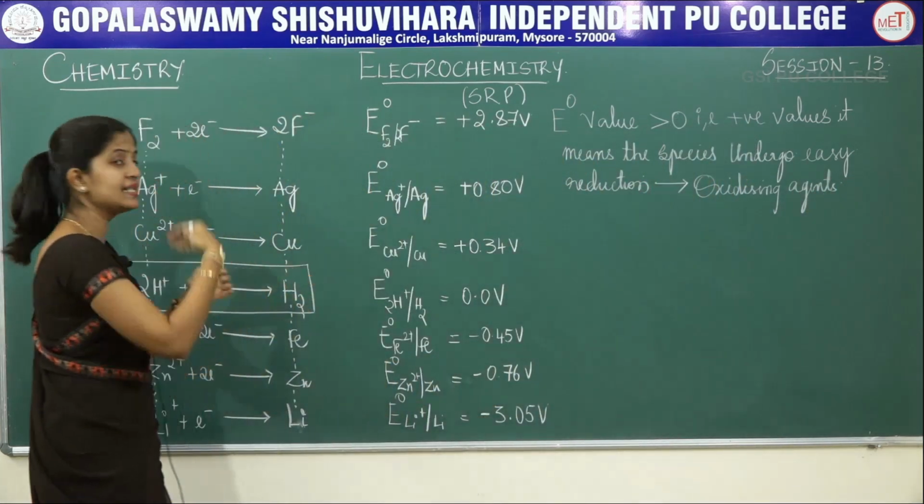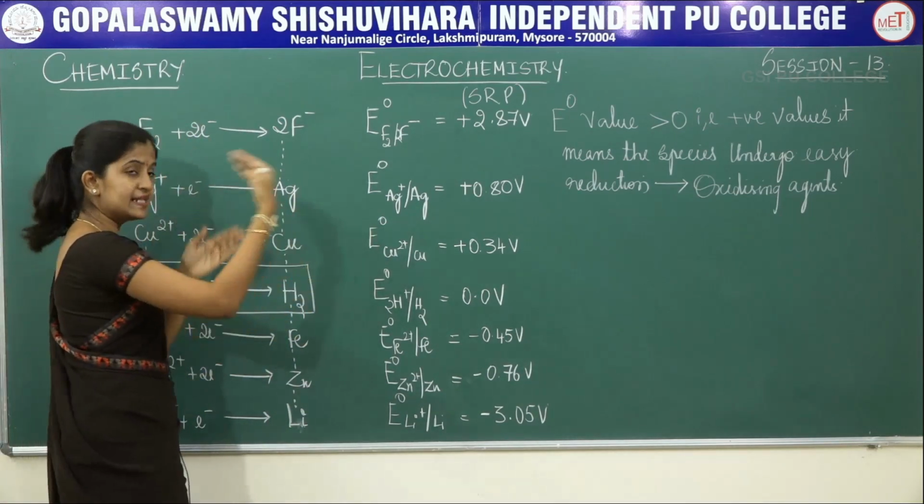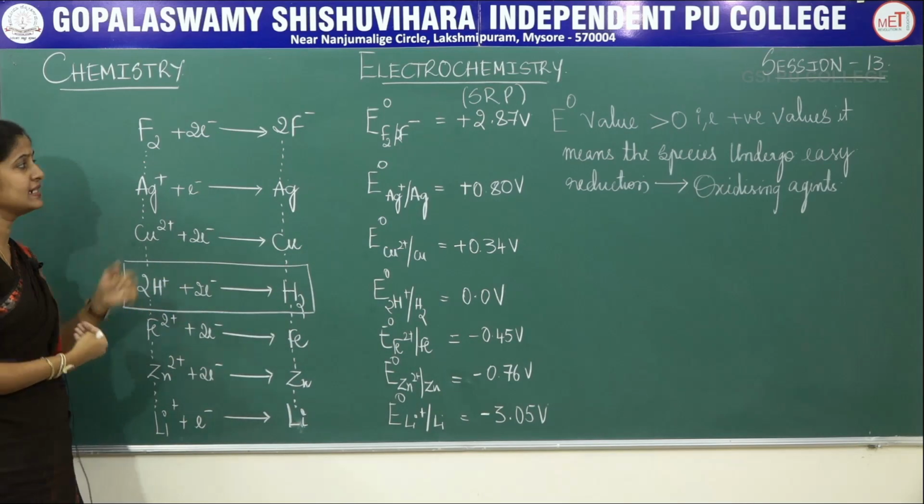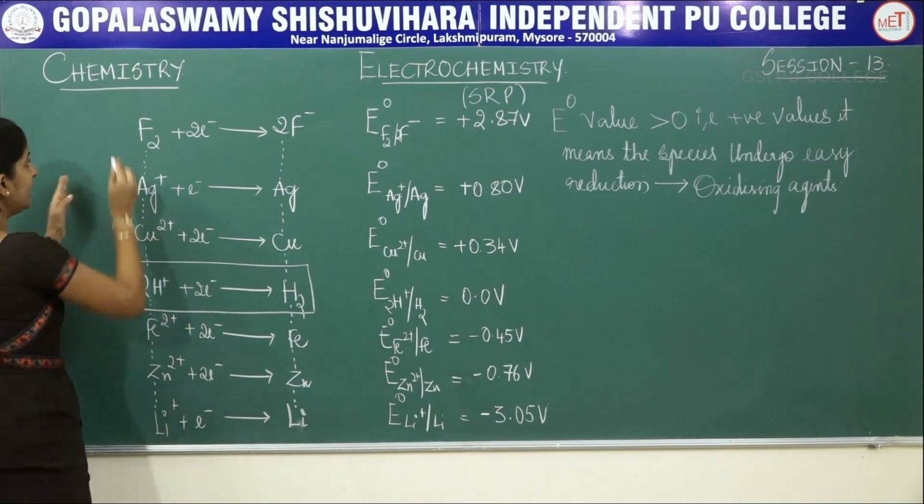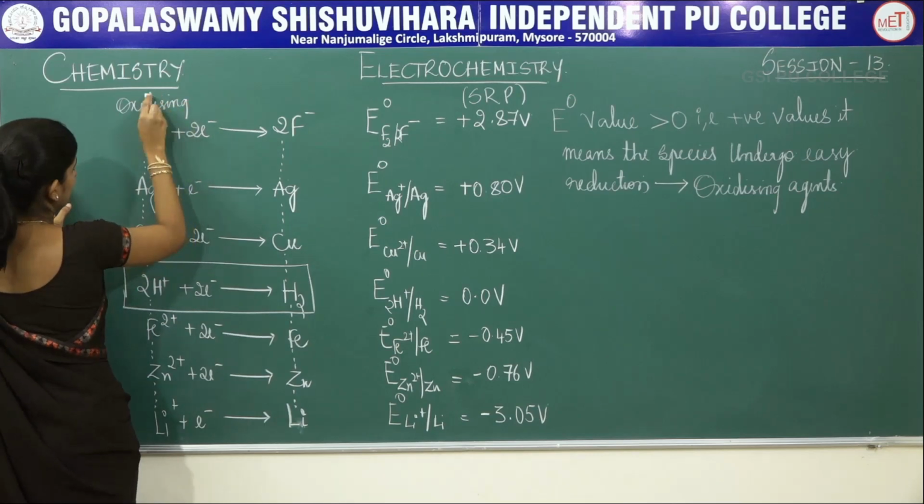That is, it oxidizes other species. Fluorine oxidizes other species, itself undergoes reduction. Hence, it is a very good oxidizing agent. So this is a very good oxidizing agent.